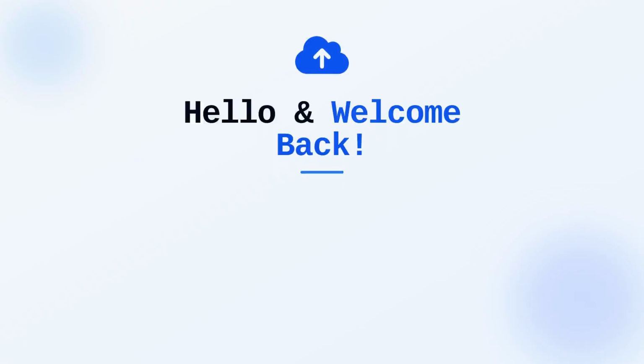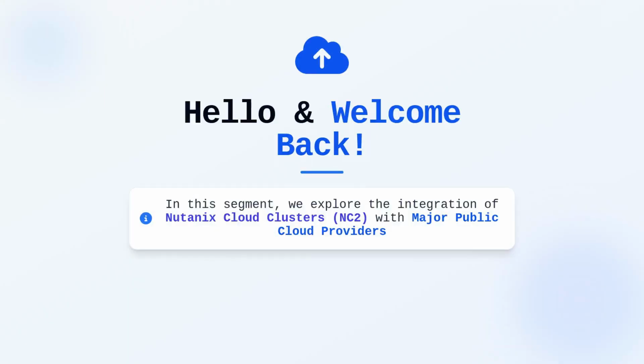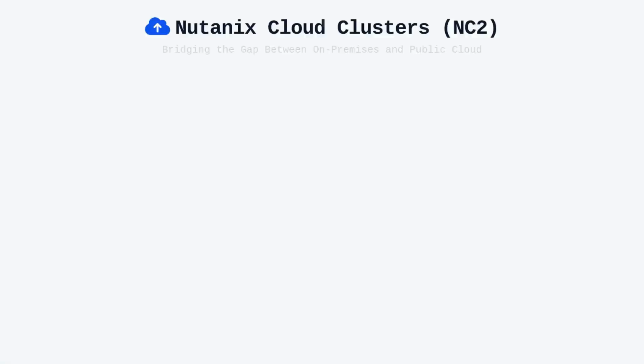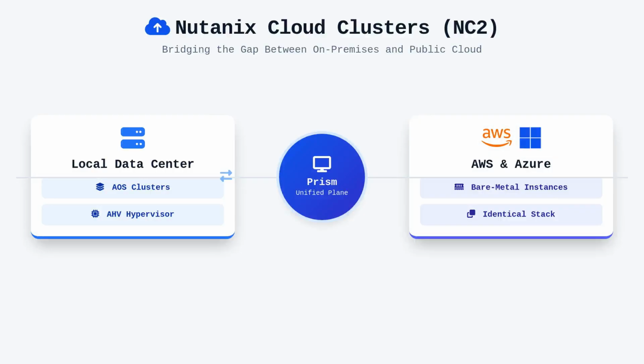Hello, and welcome back. In this segment, we explore the integration of Nutanix Cloud Clusters, or NC2, with major public cloud providers. Nutanix Cloud Clusters extend the Nutanix software stack into AWS and Azure environments, effectively allowing you to run your hyper-converged infrastructure on bare metal instances provided by these hyperscalers.